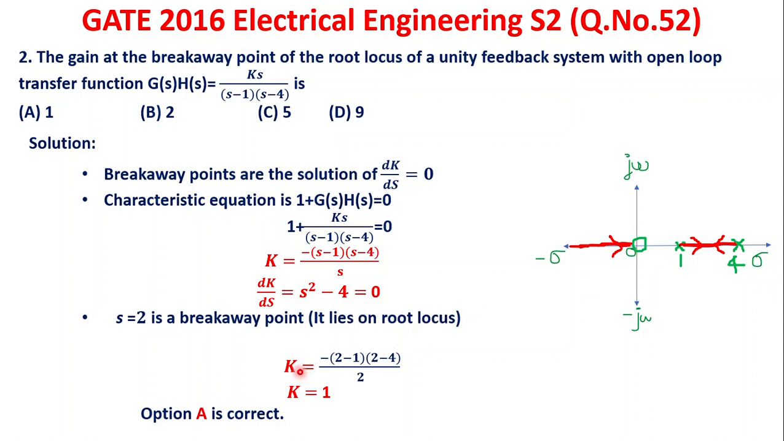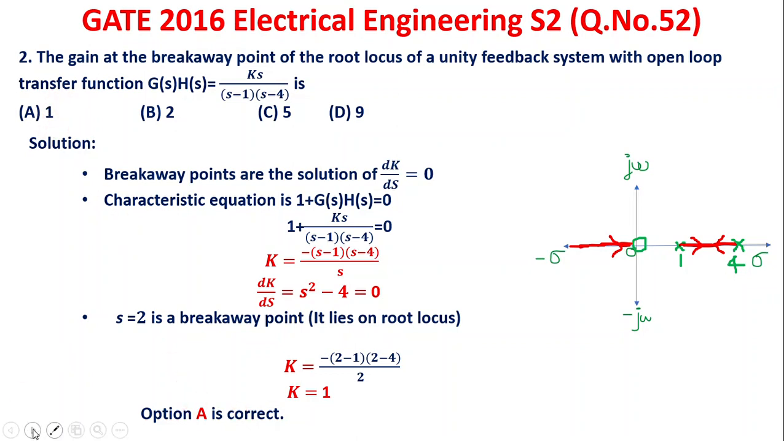So if we find out k, so minus of (s minus 1) ... 2 minus 1, 2 minus 4 divided by 2. 2 minus 1, 1. 2 minus 4, minus 2. So finally it is going to be 1. So the gain is 1. So the gain at the breakaway point is 1 and it is matching with this. Therefore option A is correct.